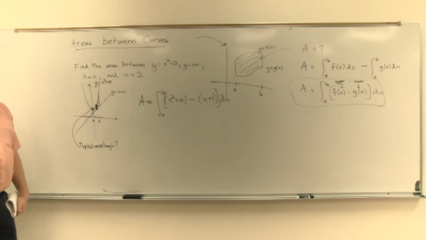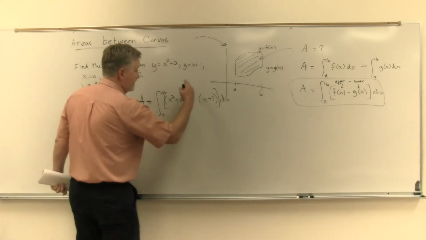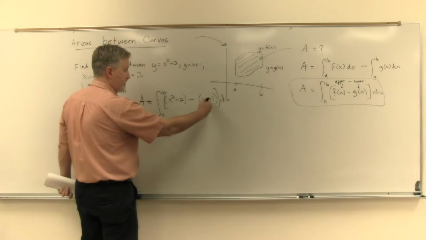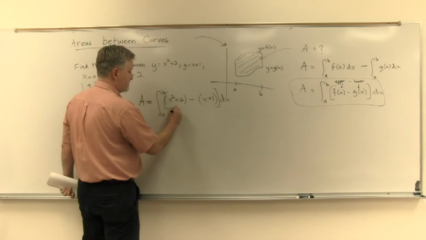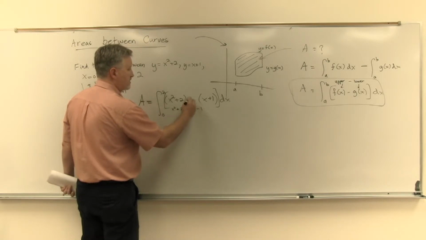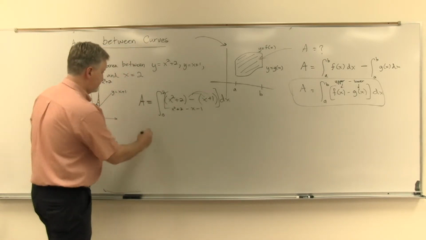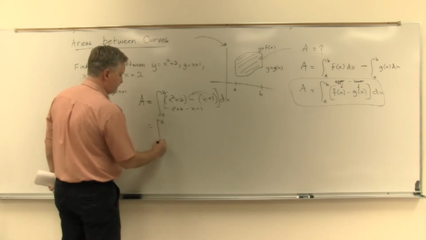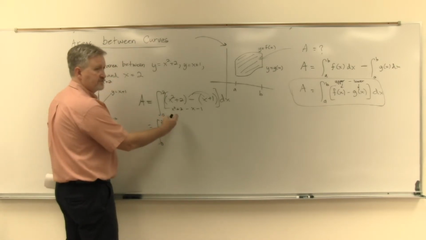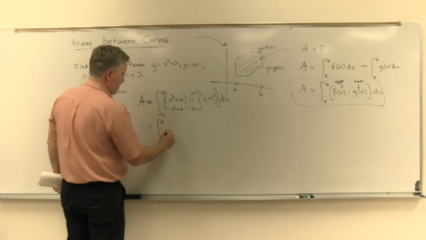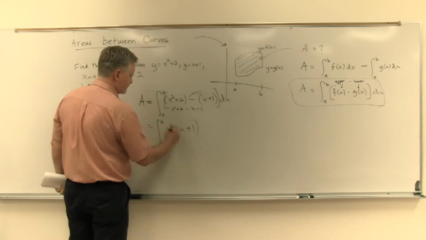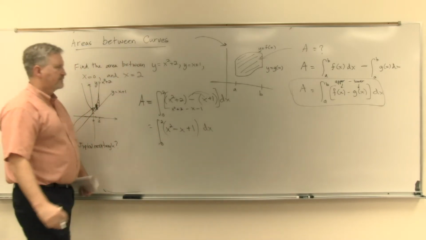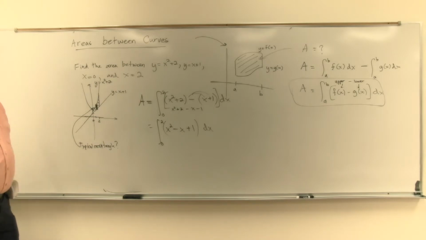Next point to be made is be careful with the signs here because you're subtracting the second one, the lower one. And so that's going to change that to be x squared plus 2 minus x minus 1, right? That's going to change both signs there. And it is good to combine like terms if you've got them. It would be x squared minus x, and then 2 minus 1 would be plus 1. We don't have to combine terms, but it does cut down on a few things.